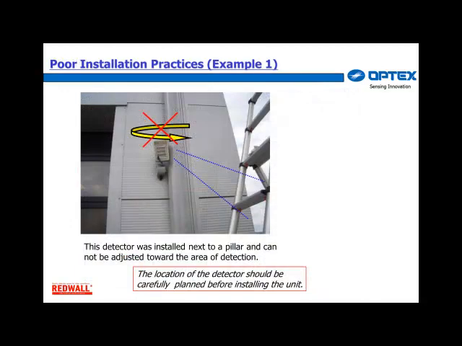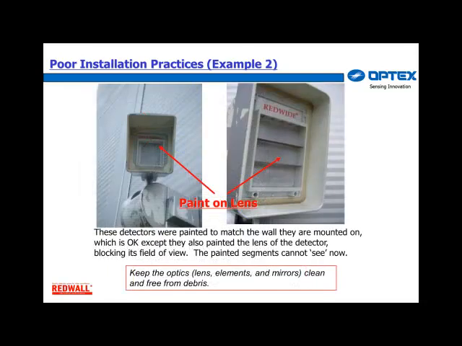Now let's have a look at some poor installation practices. This detector was installed next to a pillar and cannot be adjusted towards the area of detection. So the location of the detector should be carefully planned before installing the unit. These detectors were painted to match the wall they are mounted on, which is okay, except they also painted the lens of the detector, blocking its field of view. The painted segments cannot see. So keep the optics clean and free from debris.